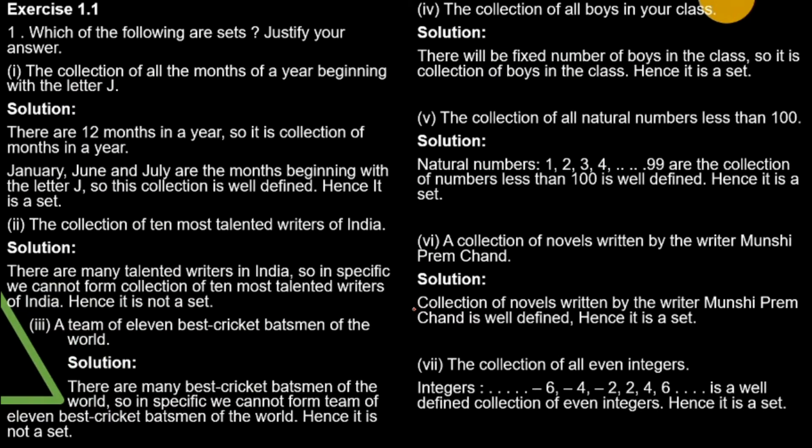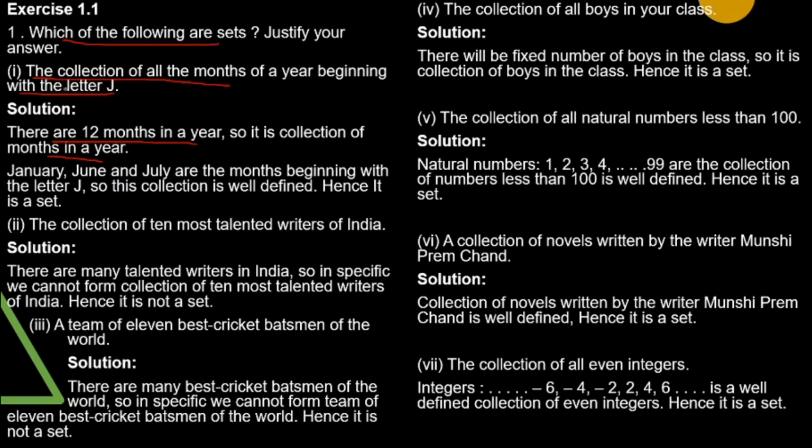Okay, now what we have learned related to that, we have some problems in exercise 1.1. So we'll go for the first problem. Which of the following are sets? Justify your answer. The collection of all months of a year beginning with the letter J. We know that there are 12 months in a year. So it is a collection of months in a year.